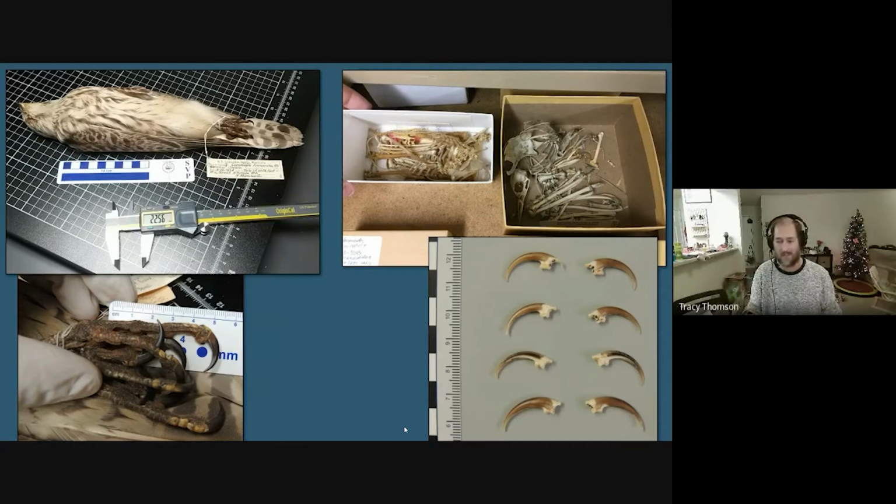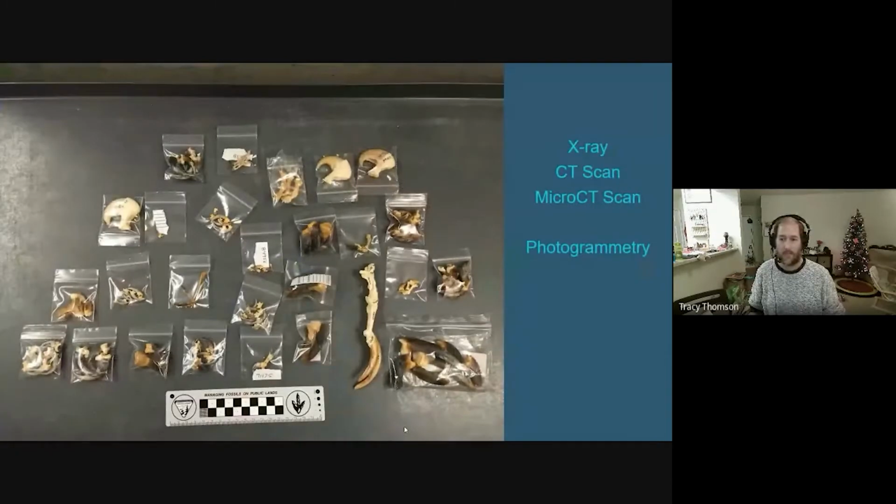However, with the skeletonized specimens, often the keratin sheath doesn't preserve because it's soft tissue. So in the skeletonization process, a lot of these specimens don't have sheaths. So I went back and forth on what's the best way to use these specimens. I looked at the soft tissue ones first, the skin specimens. And there were several methods that I could have used to image these things, to look at them in detail and measure them.